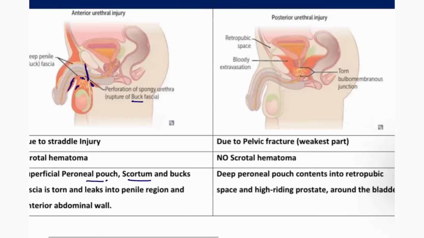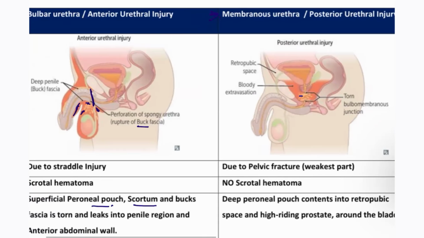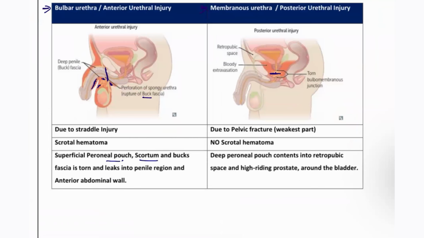Next, here you can see another picture. This is the membranous urethra or posterior urethral injury. So it is very far from the scrotum, so no scrotal hematoma will be seen in this patient. The deep perineal pouch is here, and the space will be heading towards the prostate.